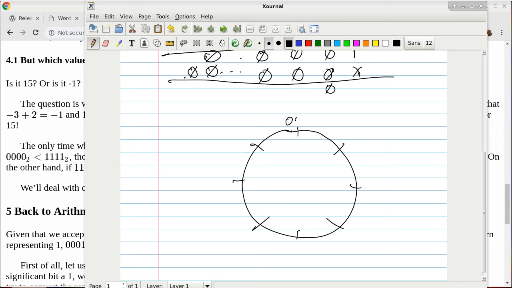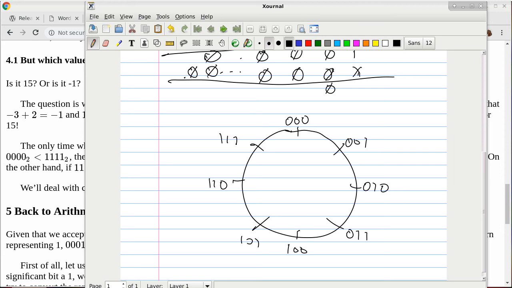So we got 0, 0, 0, 0, 0, 1, 0, 1, 0, 0, 1, 1, 1, 0, 0, 1, 0, 1, 1, 1, 0, and 1, 1, 1. Do we have any questions about this part? No questions? Okay.